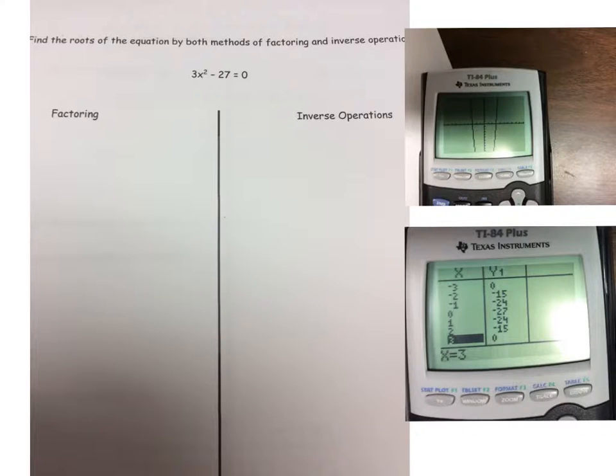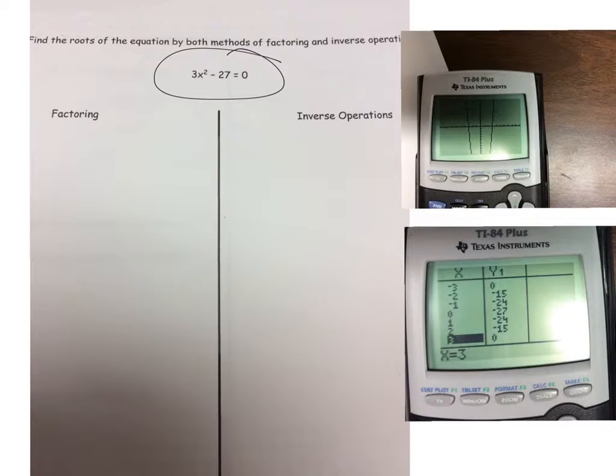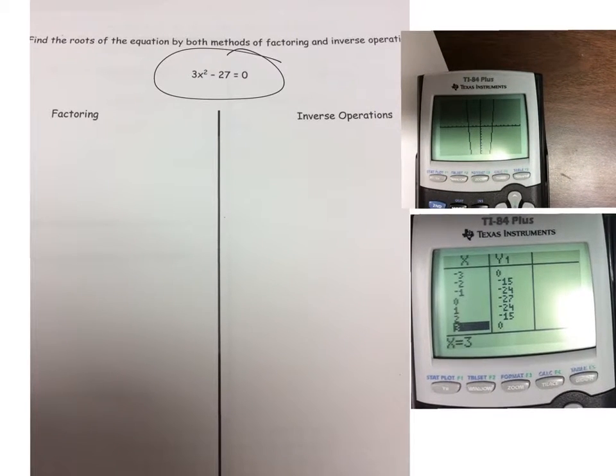So if we're going to solve 3x squared minus 27 equals 0, we're trying to find the x values. Notice over to the right here, I gave you the picture from the graphing calculator. There's the parabola, and here's the table. So just remember to look in there to find your answers.